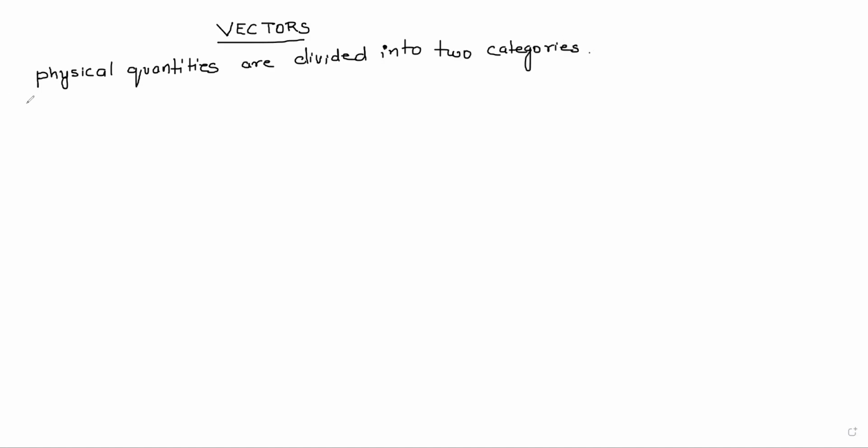What is a vector? Physical quantities are divided into two categories. First is scalar quantity. And second is vector quantity.